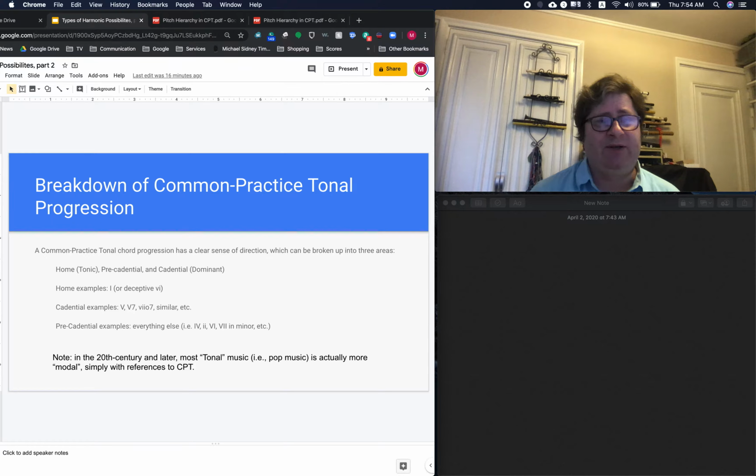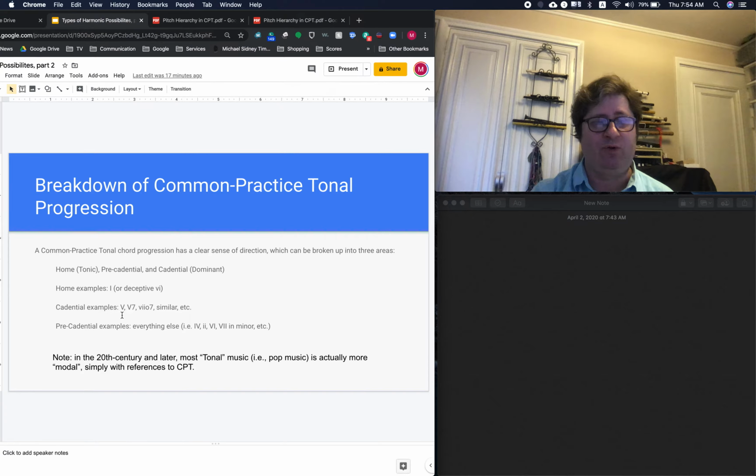Breakdown of common practice tonal progressions. A common practice tonal chord progression has a clear sense of direction, which can be broken up into three areas: the home, the tonic; the pre-cadential chords, anything that's not 1 or 5 basically; and cadential, dominant. So home examples, normally it's 1. You can have the 6 basically function as 1 as a deceptive cadence. There's even rare times where the 3 can act that way, but normally it's 1.